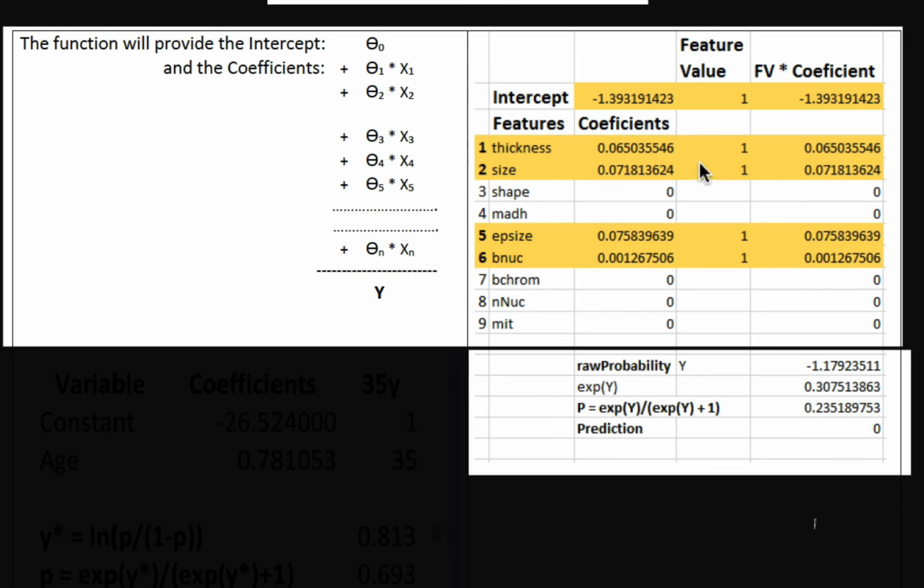So we apply the same formula, multiply the intercept by 1, and multiply each coefficient by the value of the corresponding feature, and then sum up all those values, getting the raw probability. We calculate the exponential, we get 0.3, and the probability is 0.23. The prediction is 0 because this probability is less than 0.5.